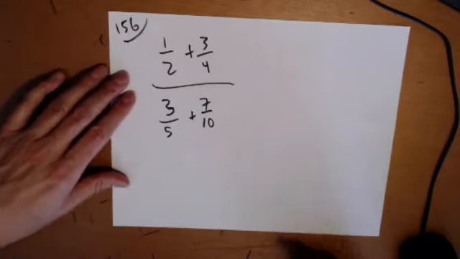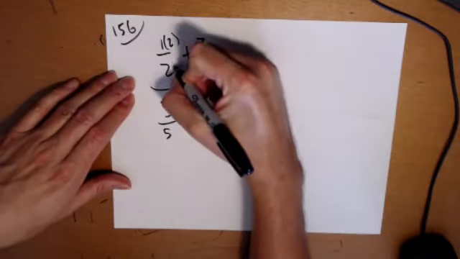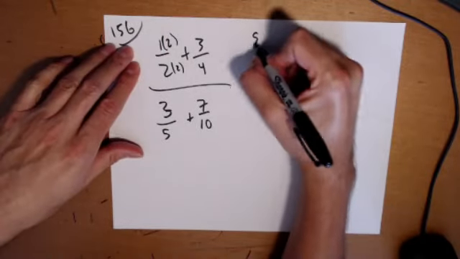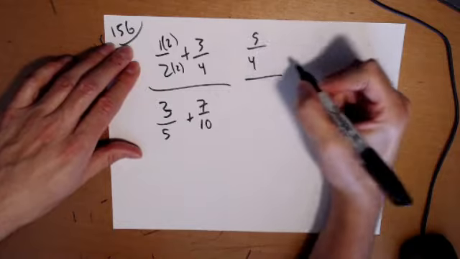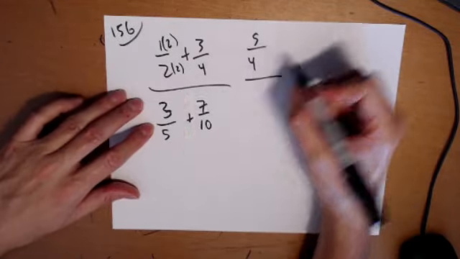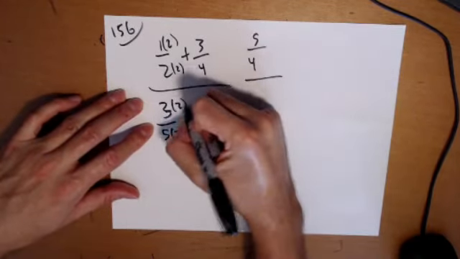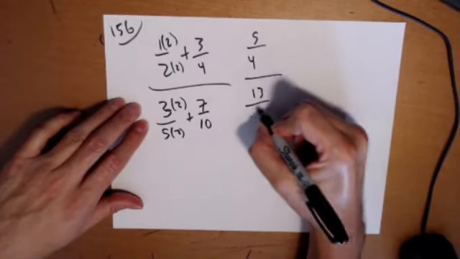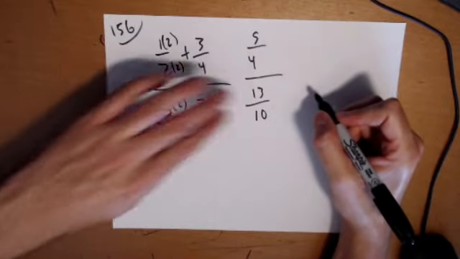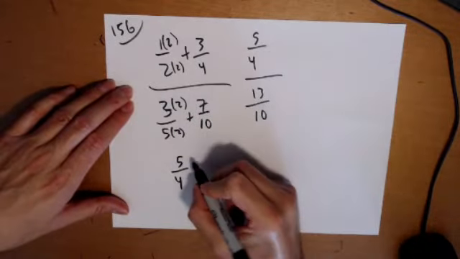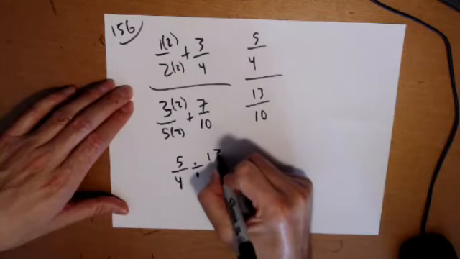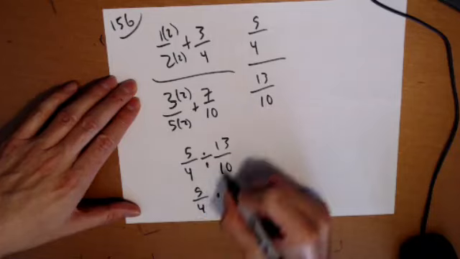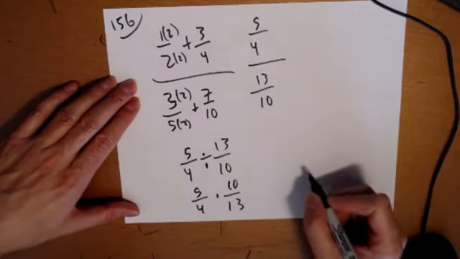Okay, the common denominator is 4. So multiply by 2 and 2. Right, that's a 4 now. 2 plus 3 is 5 over 4. So that's our new top. And then the bottom, 5 and 10, we need a 2 and a 2. 6 plus 7 is 13. Single fraction over single fraction, so that's 5/4 divided by 13/10, which is 5/4 times the reciprocal, 10/13.